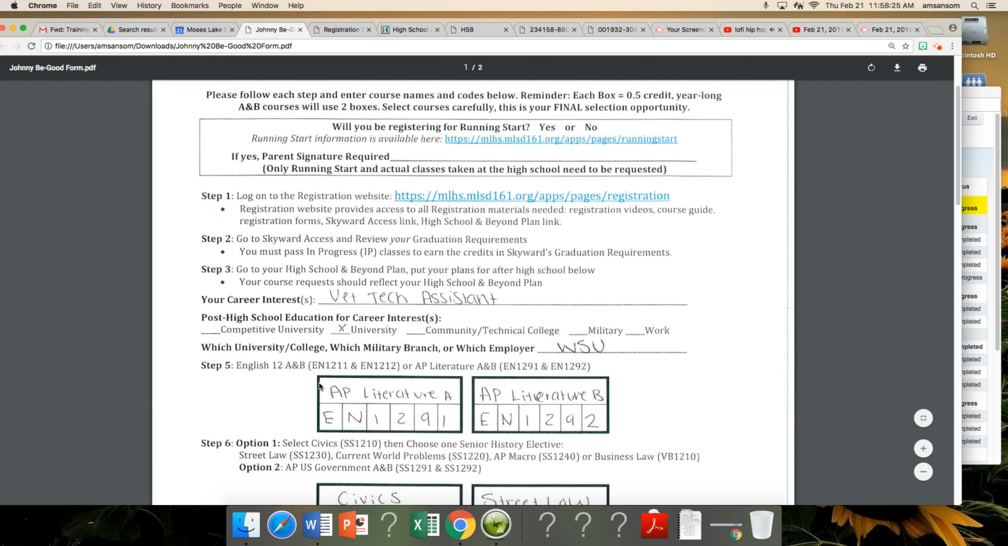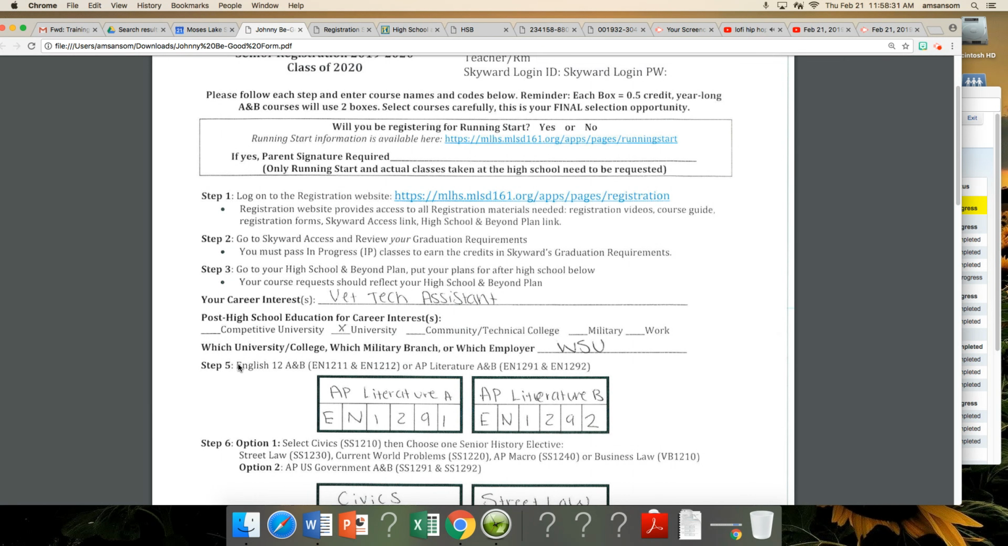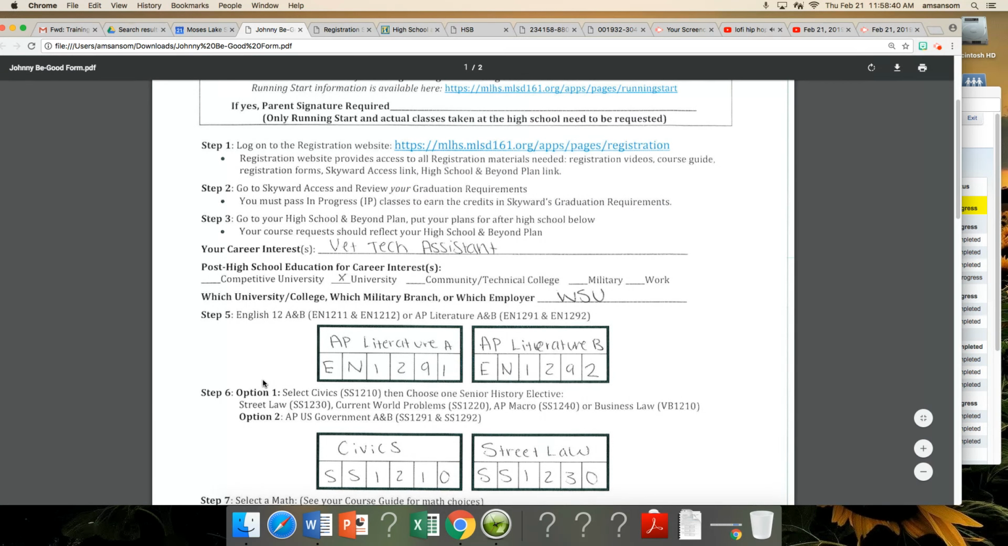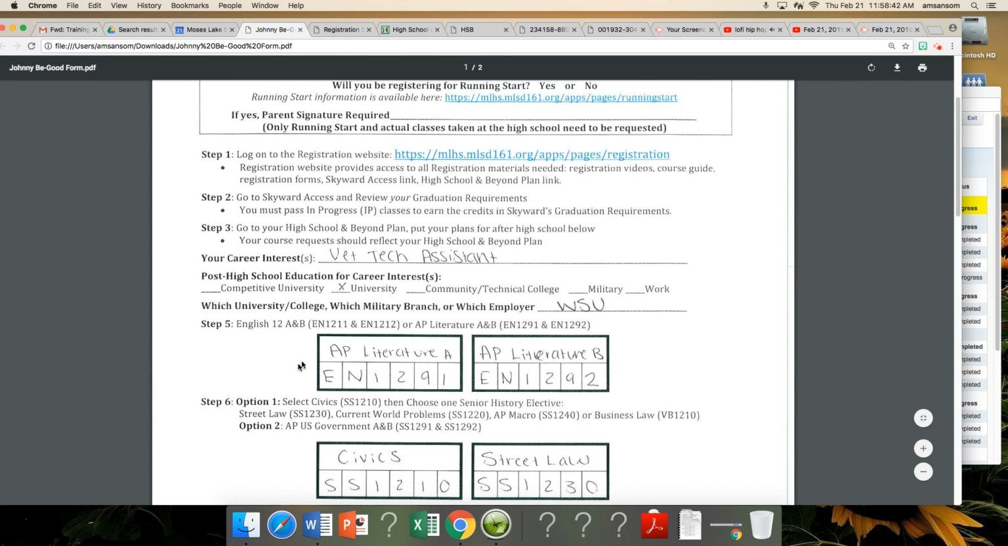Next, we're going to go to step 5. Johnny is going to choose an English class. And remember, each form is dependent upon your class. If you're a sophomore or a freshman, your form and steps and options are going to look different, so pay attention to your form. We're looking at a senior class of 2024. Johnny needs to choose an English. He decides that he wants to take an AP literature class. He wants to challenge himself, which is great. So he signs up for AP literature A and B with the corresponding course code.